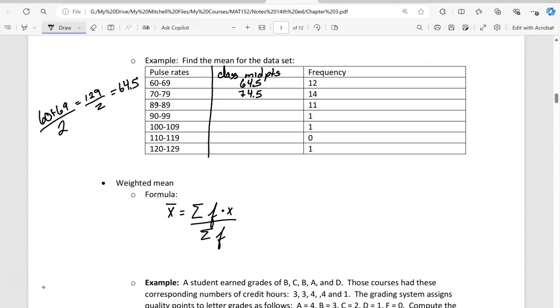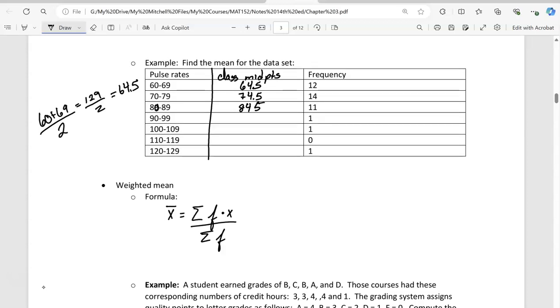If I take 80, sorry about that, that's a typo, 80 to 89 divided by 2, that's going to be 84.5. And I'm going to get 94.5. I'm going to get 104.5. I'm going to get 114.5 and 124.5.